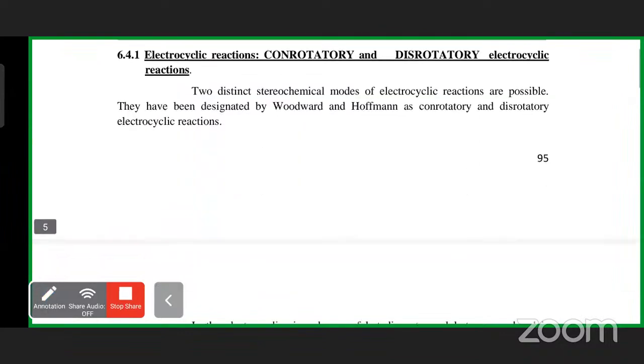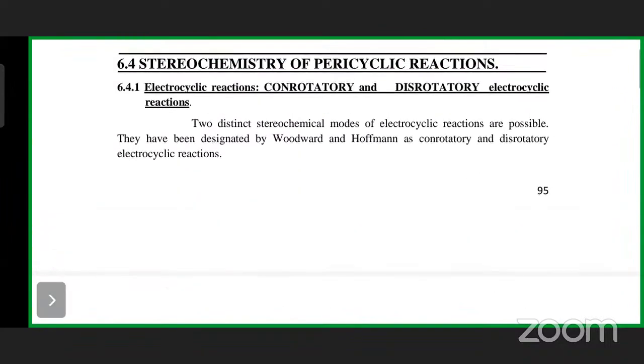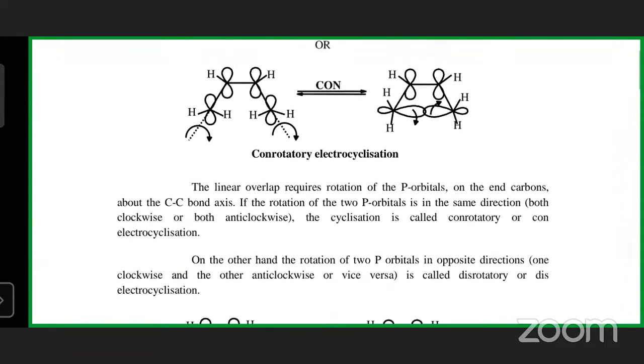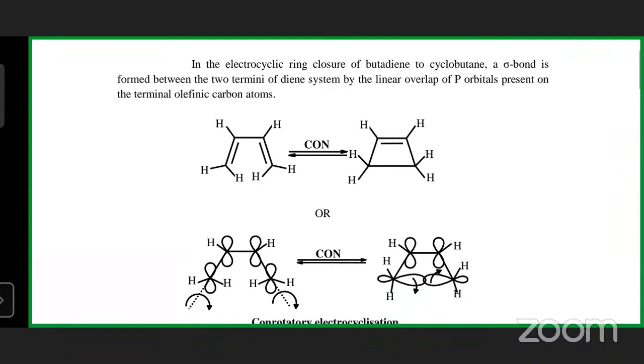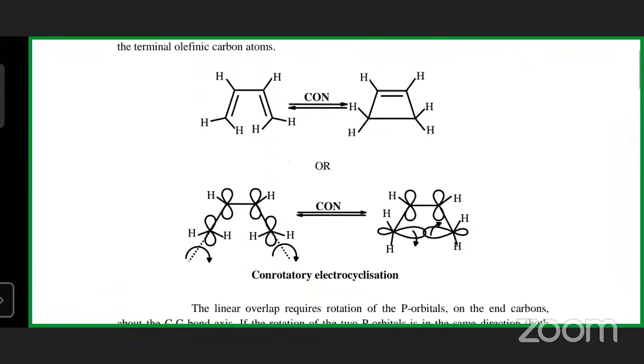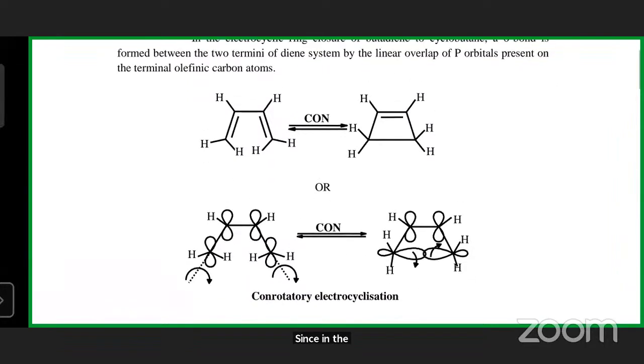Next, the stereochemistry of the pericyclic reactions. In the electrocyclization and cycloaddition reactions, the ring closure or the ring opening takes place by the migration of the pi electrons, and this migration of the pi electrons takes place by two types of rotations.